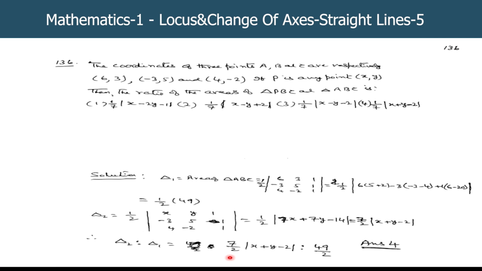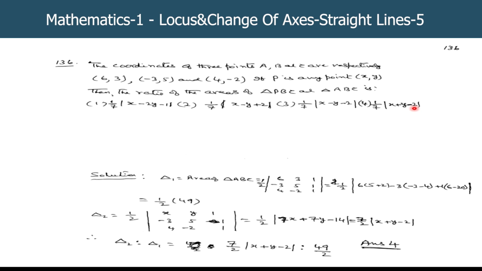136. The coordinates of 3 points A, B and C are respectively (6, 3), (minus 3, 5) and (4, minus 2). If P is any point (x, y), then the ratio of the areas of triangle PBC and triangle ABC is: 1) 1 by 7 into modulus of x minus 2y minus 1, 2) 1 by 7 into mod x minus y plus 2, 3) 1 by 7 into mod x minus y minus 2, and 4) 1 by 7 into mod x plus y minus 2.